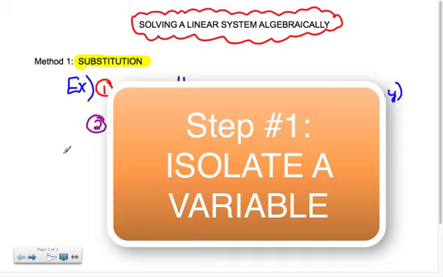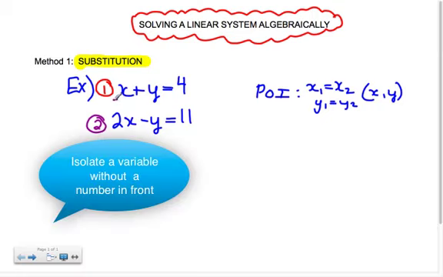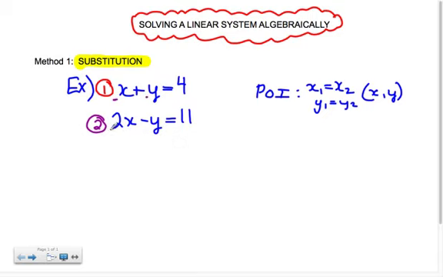All right. Our first step for substitution is we need to isolate a variable. And when I isolate a variable, what that means is I want to get a variable all by itself. And you can choose to isolate either from equation 1 or equation 2, but here's some hints. You want to isolate a variable that doesn't have a coefficient in front of it. So this y doesn't have a coefficient, this x has a 2 in front of it, so it's not one of the ones we want to isolate. And this has a negative 1 in front of it, so we don't want to isolate that.